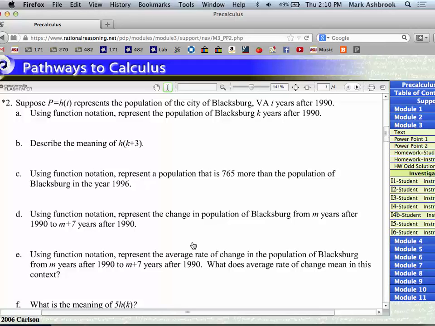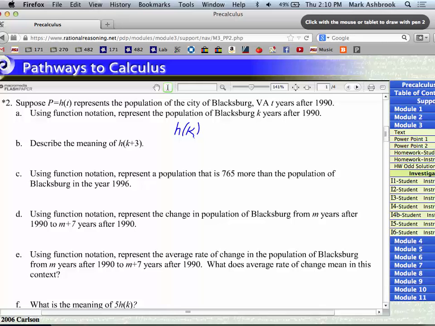Okay, let's see how you did. Part A, using function notation, represent the population of Blacksburg K years after 1990. Brooke, what'd you think? H of K. Yes, that's the population K years after 1990. That's it, H of K.